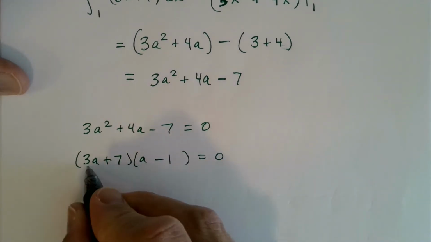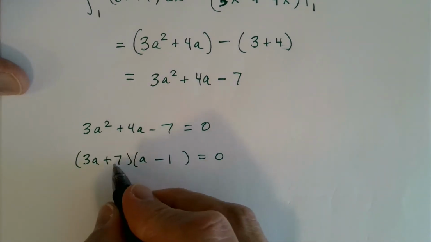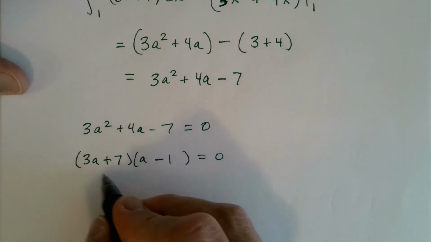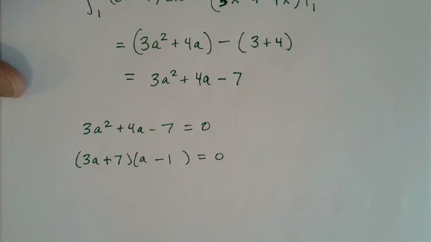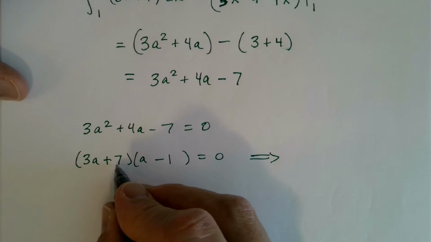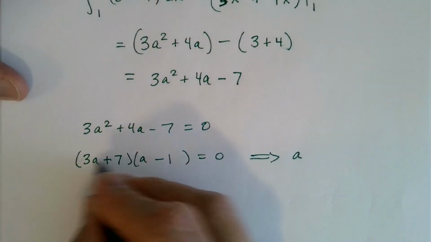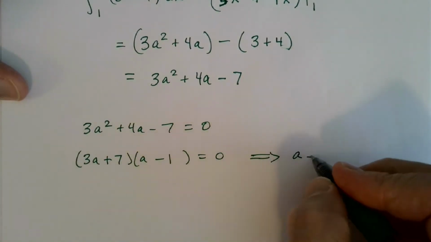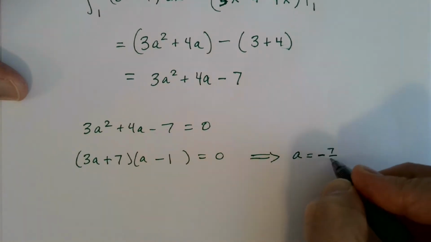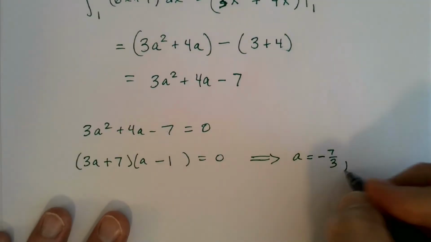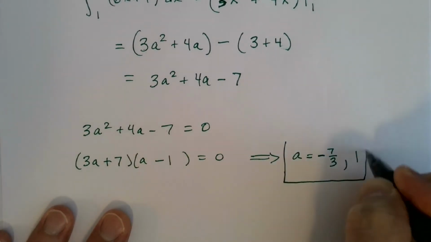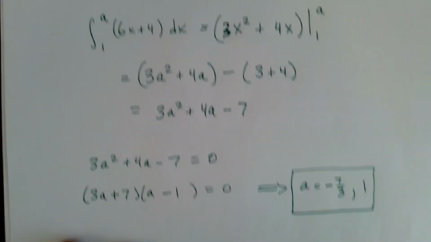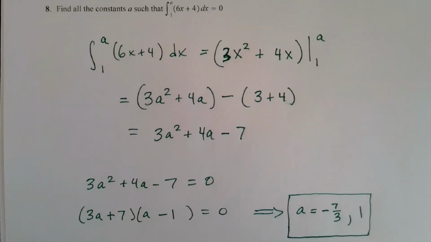So now, notice the first times first gives me 3a squared. 7 times negative 1 is negative 7. The outer is negative 3a. The inner is positive 7a. That gives me the positive 4a. And so I can answer the question. 3a plus 7 is 0 when a is what? Subtract 7 and divide by 3. Negative 7/3. Or a minus 1 is 0 when a is 1. And so there are the values of a that make that definite integral equal to 0.